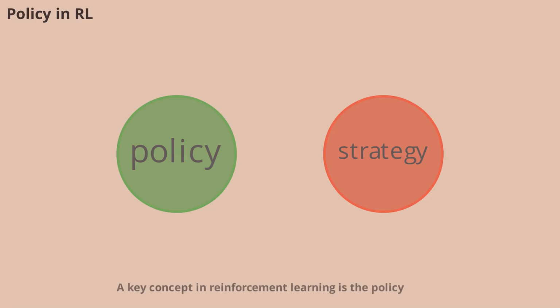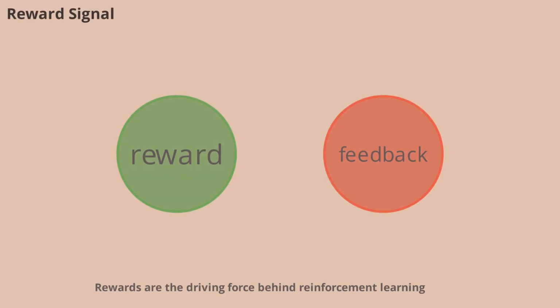A key concept in reinforcement learning is the policy. The policy is essentially the agent's strategy for choosing actions in different states. It can be as simple as a set of rules or as complex as a deep neural network. The goal of RL is to find the optimal policy that maximizes the total reward over time. As the agent interacts with the environment, it updates its policy based on the rewards it receives, gradually improving its decision-making process.